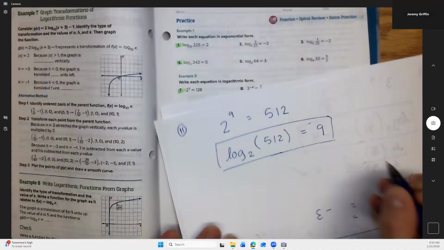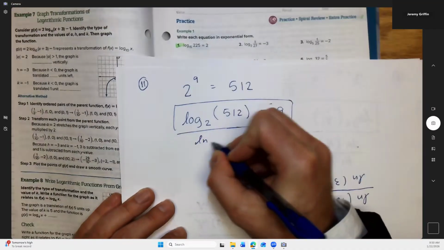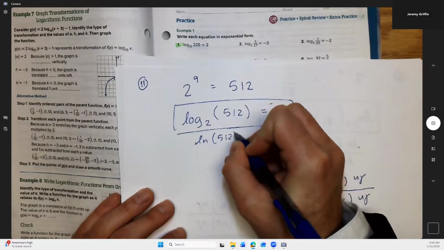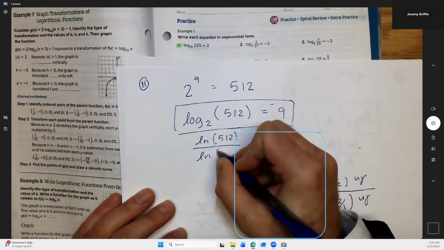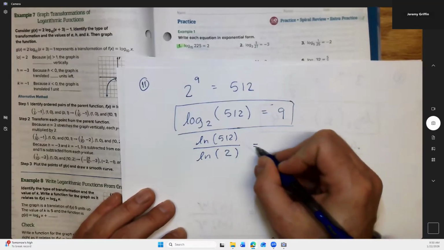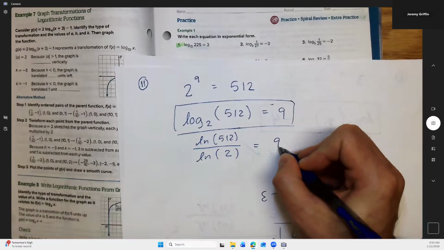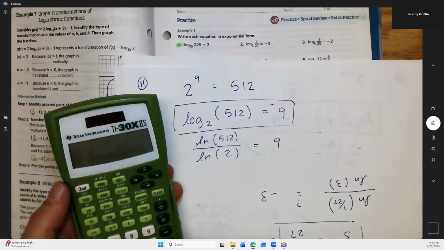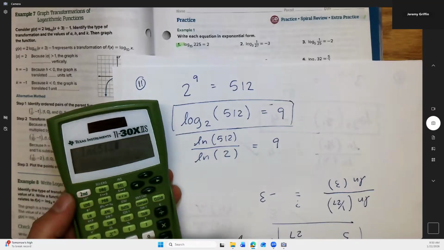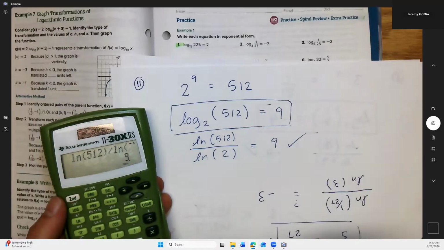And it matches. Now let's do the base conversion trick and see if that checks out. So what if I do natural log of 512 divided by natural log of 2? If this works out, this should be equal to 9. Let's see if that's true. Natural log of 512 divided by natural log of 2. Yes, it is 9. Check.